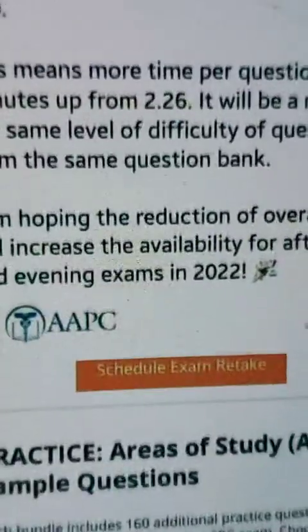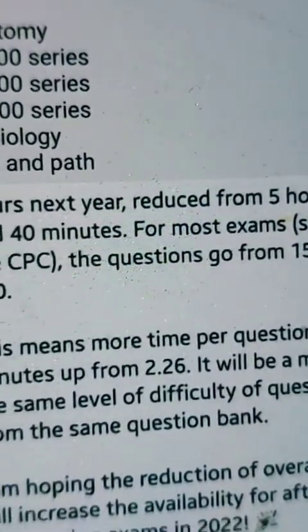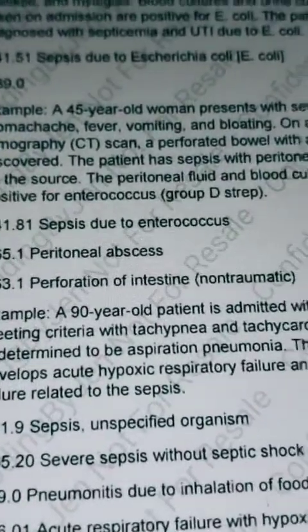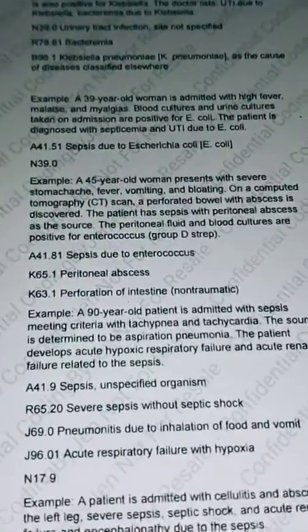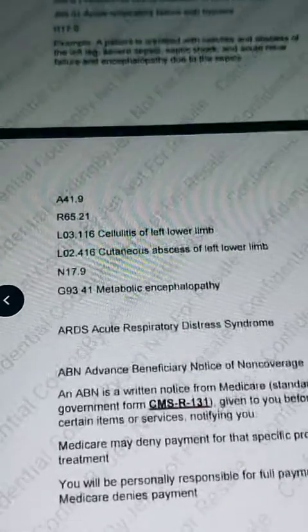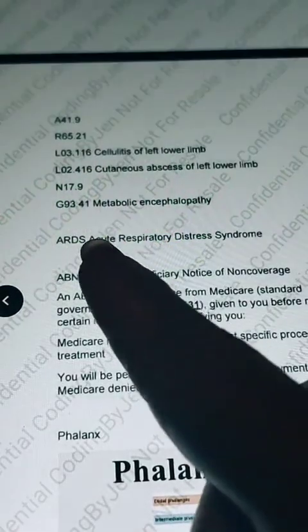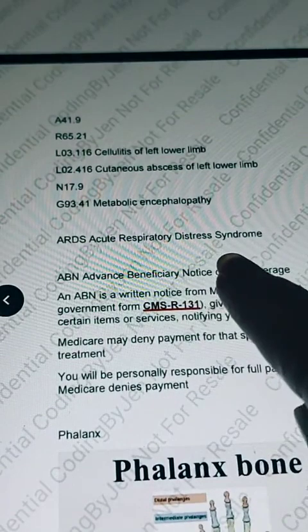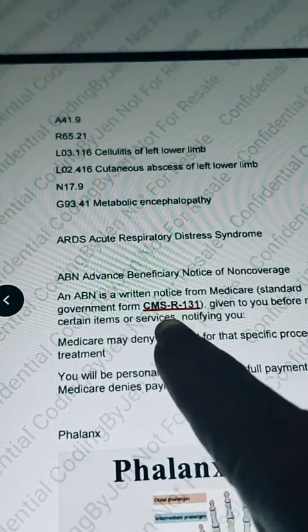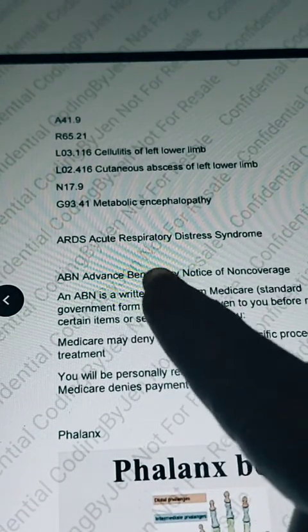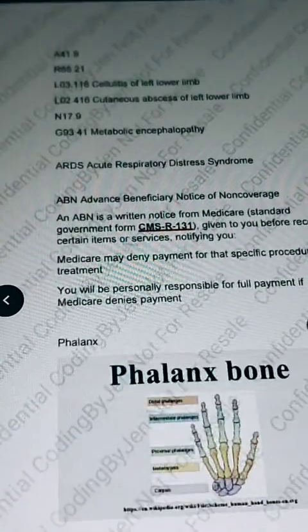For the CPC exam, be sure, guys, to know the 3 parts of the shoulder, 3 parts of the knee, and 3 parts of the humerus bone. Those are super important. More examples of sepsis. Let me move on. I'm talking too long. All right. We've got some ARDS. Be sure you know what that is abbreviated for. ABN and the number of the form, the 131. Be sure you can pick that out and why we would be using an ABN form.